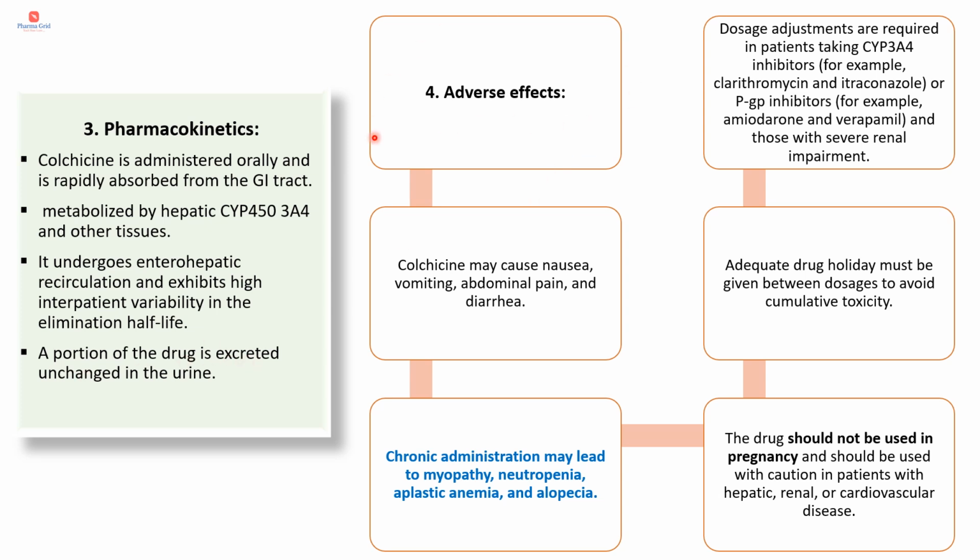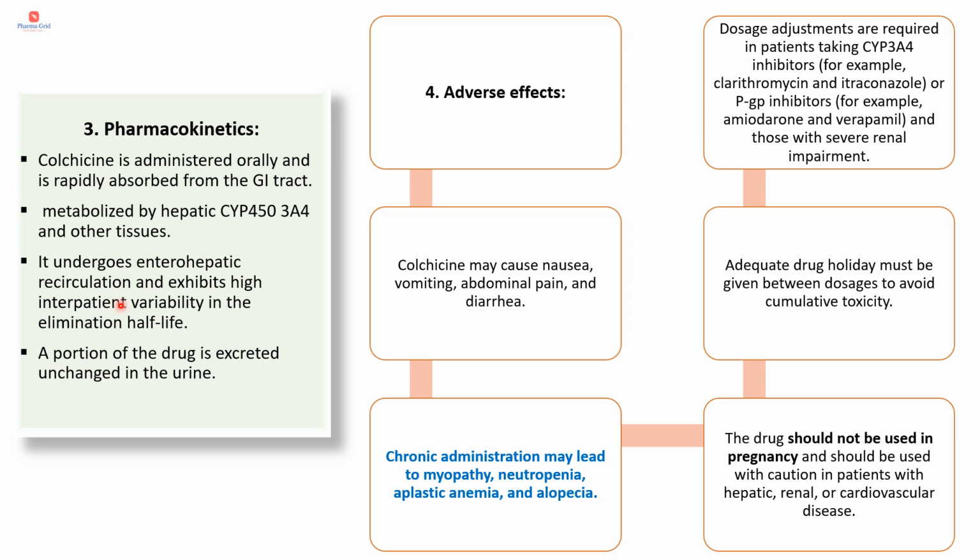Then regarding the adverse effects, colchicine may cause nausea, vomiting, abdominal pain and diarrhea. The chronic administration of colchicine may lead to myopathy, neutropenia, aplastic anemia and alopecia. And this drug should not be used in pregnancy and should be used with caution in patients with hepatic, renal or cardiovascular disease. Adequate drug holiday must be given between dosages to avoid cumulative toxicity.